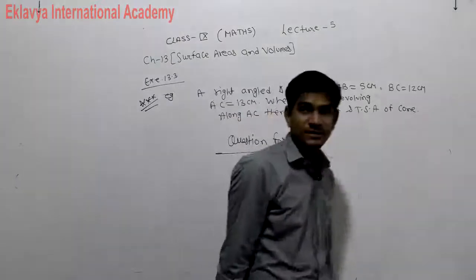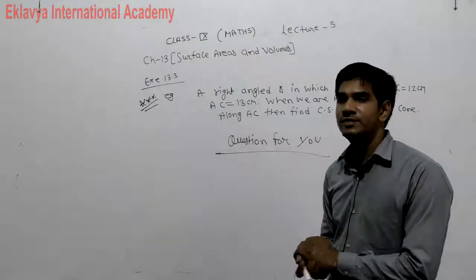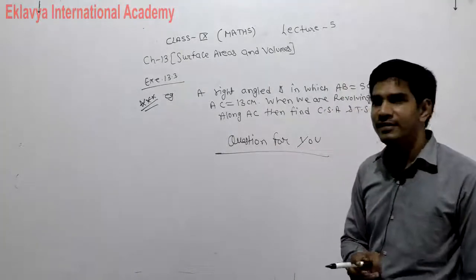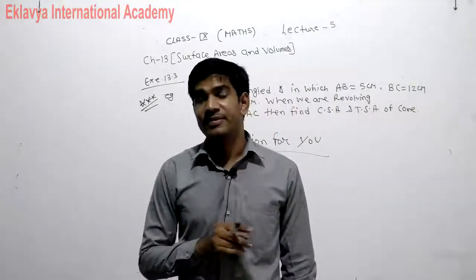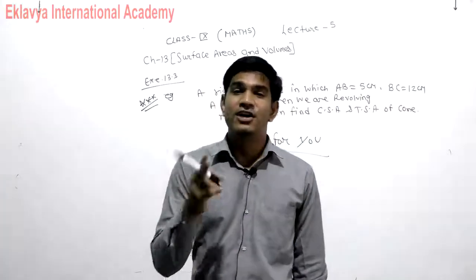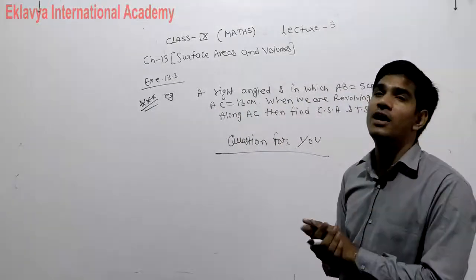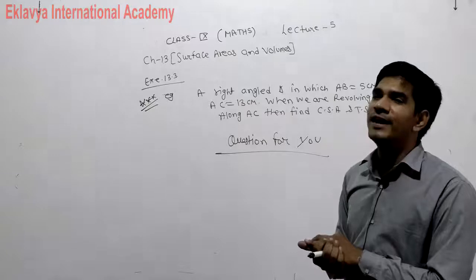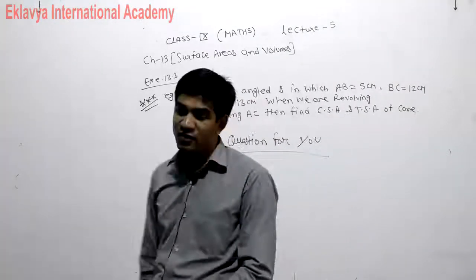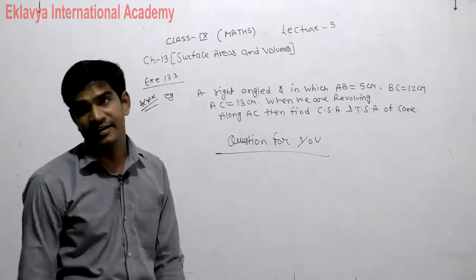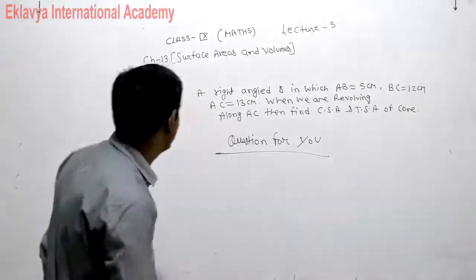Okay, that question is based on the concept. You have to solve this question. So when we are revolving along its hypotenuse, then here I told you that two cones are forming. A double cone will be formed. For that double cone, you will find out the radius and you will find out the slant height. So that is the question for you. Now the next type of questions.